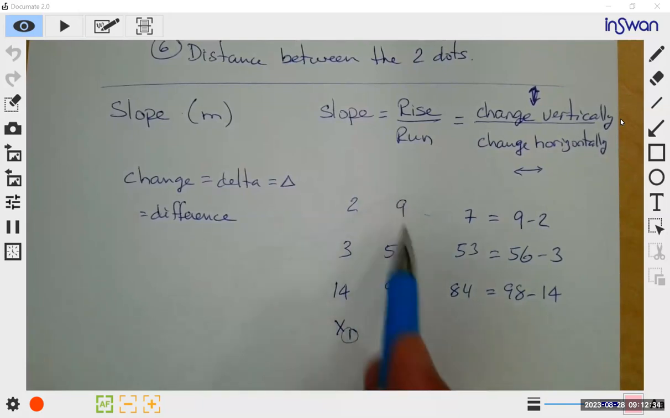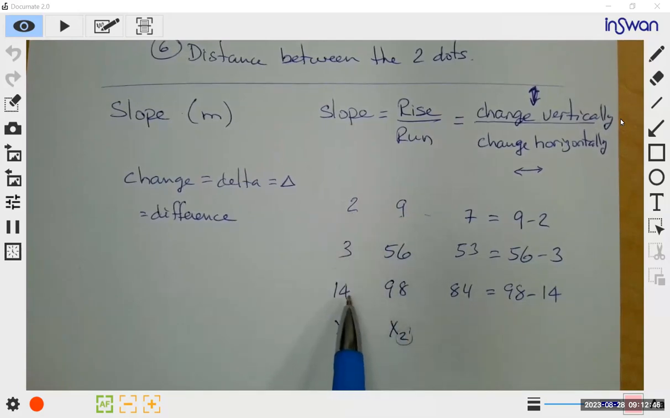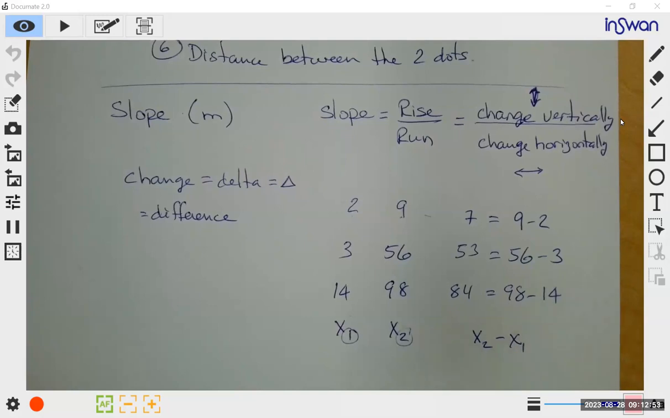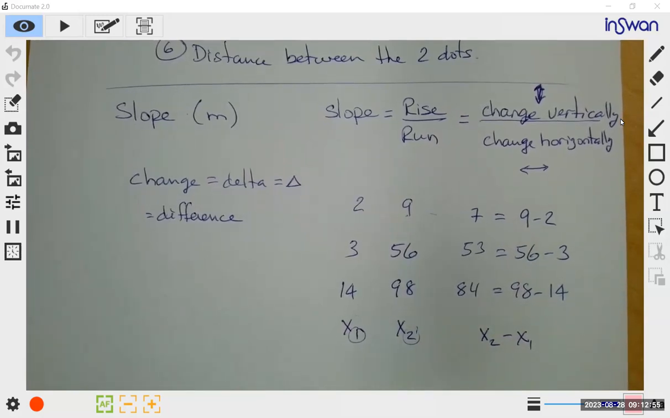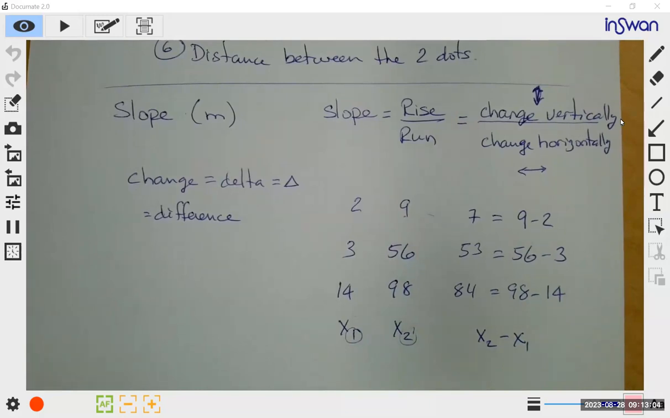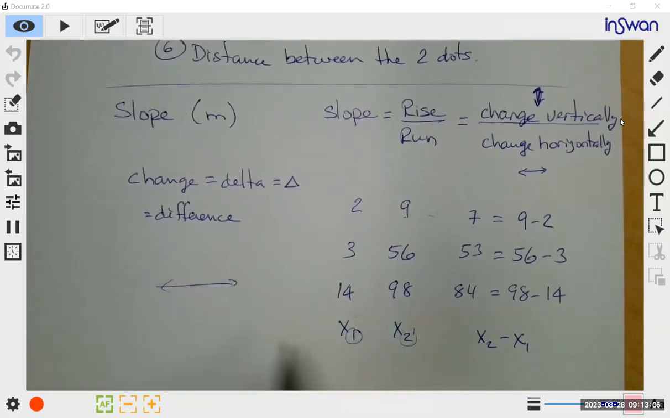How'd you do it with these? You subtracted them. What'd you subtract? So 9 minus 2, 56 minus 3, 98 minus 14. Let's keep on going with the logic. X2 minus X1. So it's always the larger minus the smaller number. It's the second number minus the first number. So that's going horizontally. How do we do it vertically?